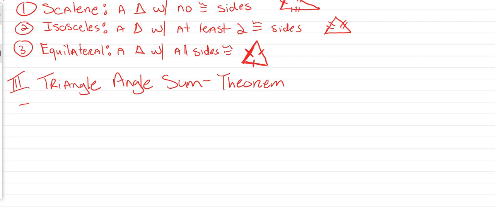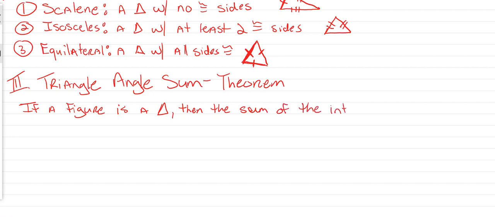But when it comes to the triangle angle sum theorem, what that theorem says is that in any triangle, if a figure is a triangle, then the sum of the interior angles is exactly 180 degrees. All right, so the triangle angle sum theorem. So here's my figure to go with this theorem.